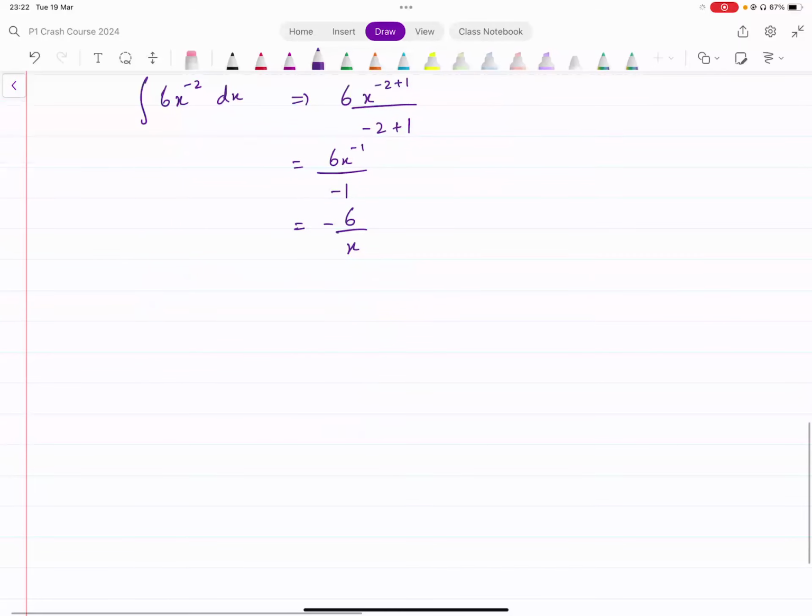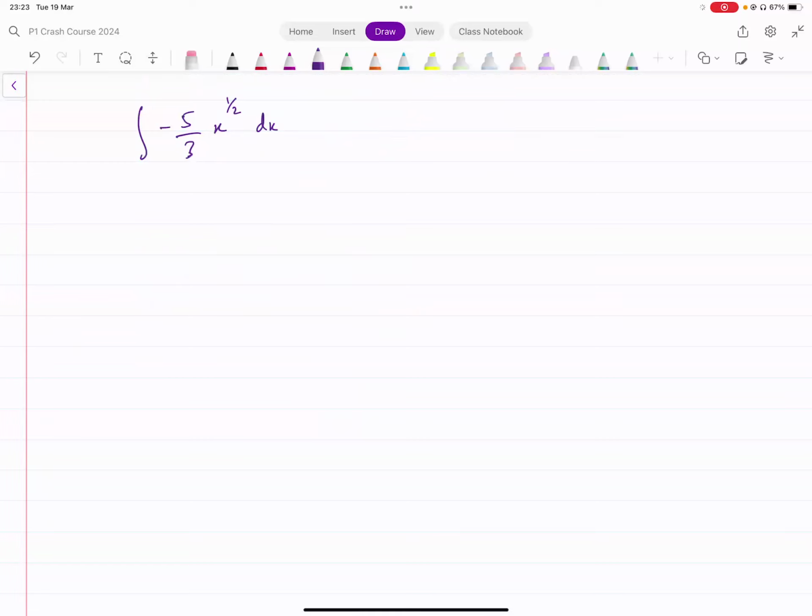Let's take another example. Let's say we want to integrate minus 5 over 3 x raised to power 1 over 2 with respect to x. We want to integrate this thing. How do you do that? The constant that's multiplying remains as it is. So minus 5 over 3 will remain as it is. You add 1 to the power, 1 over 2 plus 1, what does that become? That's 3 over 2. And you divide by that new power, you divide by 3 over 2. Okay? And that's it. Now you simplify this.